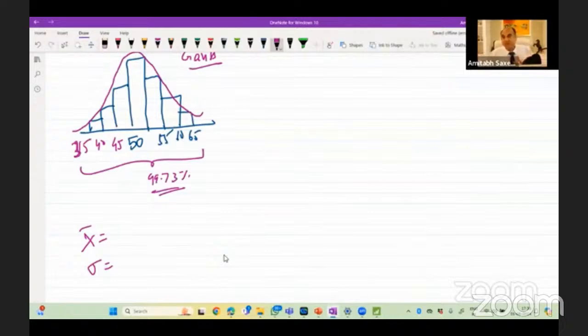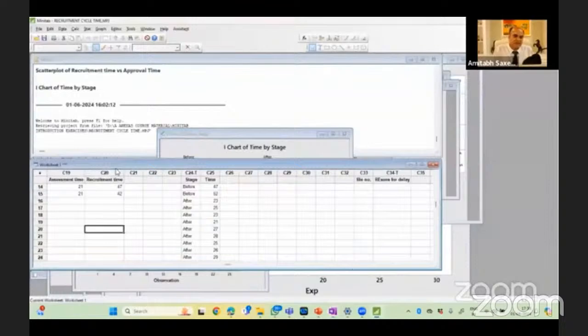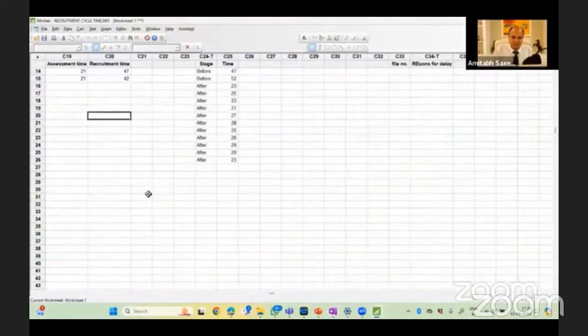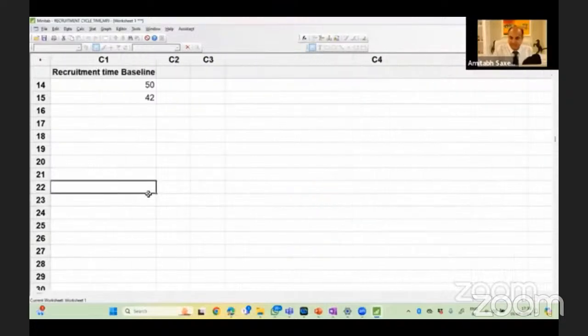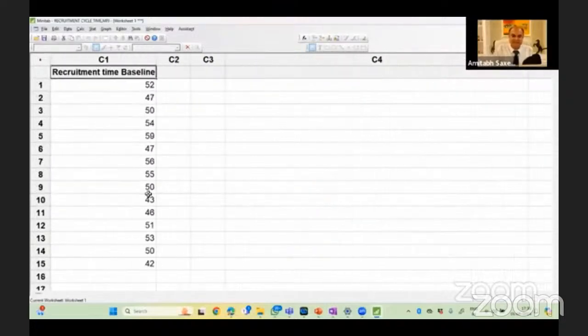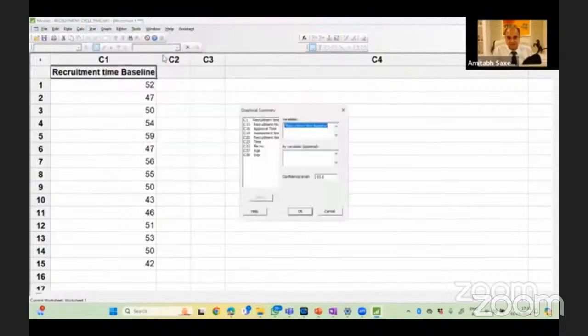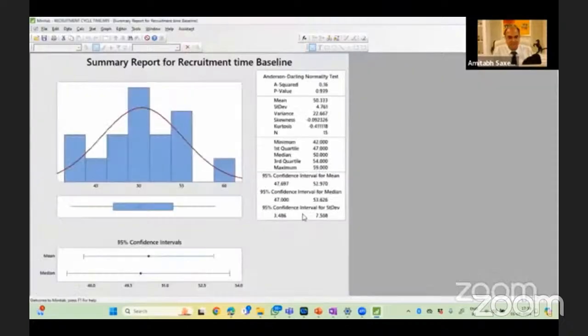When you join our session, you use Minitab. So I'll show you typically how a green belt will calculate. We teach you Minitab as well in our sessions. First we collect the data. Let's say we have collected 15 samples. We'll just ask Minitab, please make our histogram. We gave the recruitment cycle time, and it tells us the cycle time average is 50 and the standard deviation is almost 5.